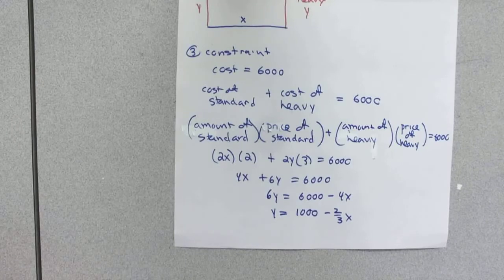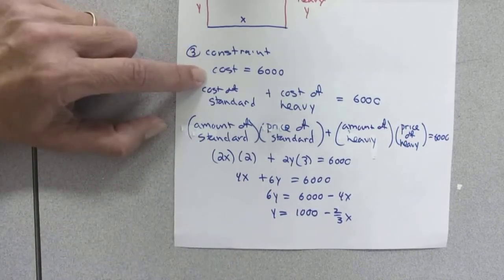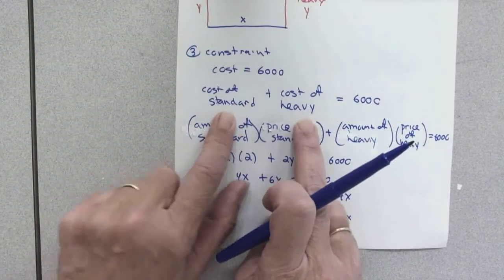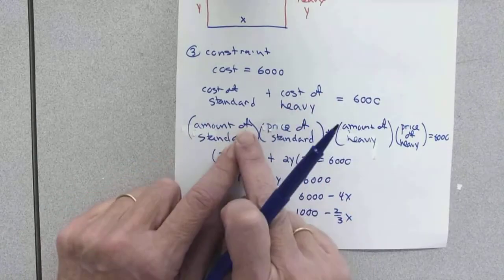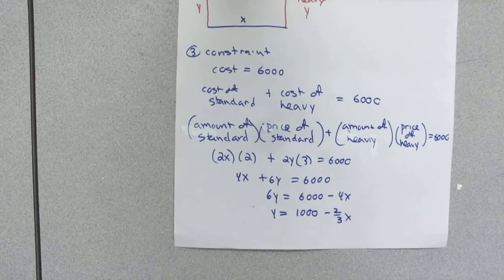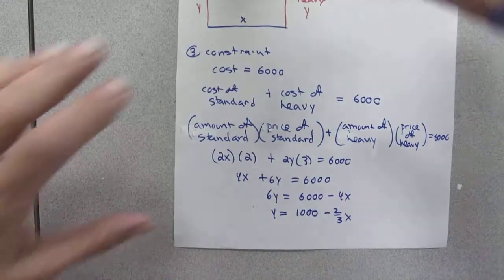And there's my constraint. Now in this problem, it's the constraint that was going to take the most effort to figure out. But please note that I didn't just start writing down x's and y's. I thought about each little thing. Cost equals 6,000. They told me that. Then what did that mean in terms of this problem? Well, the cost of the standard plus the cost of the heavy. Then I figured each one of those things out. You don't start with x's and y's. Start with words and thinking about what the situation means. So there's step 3.